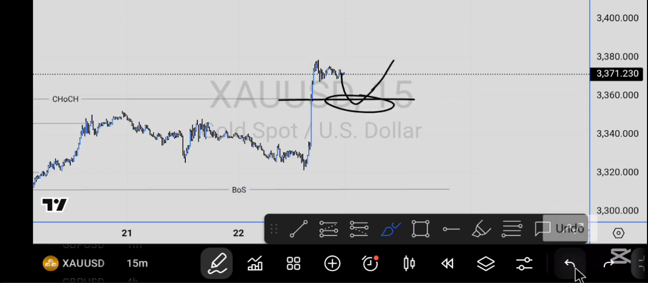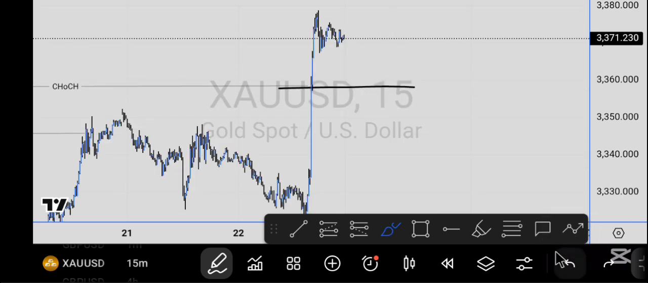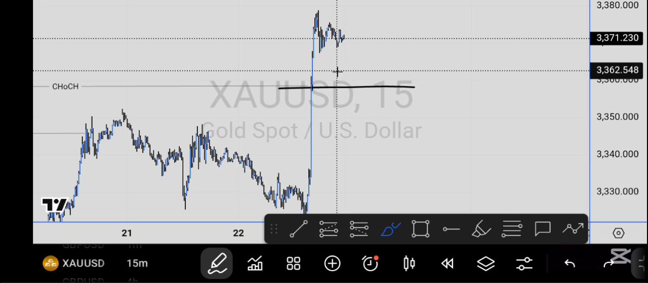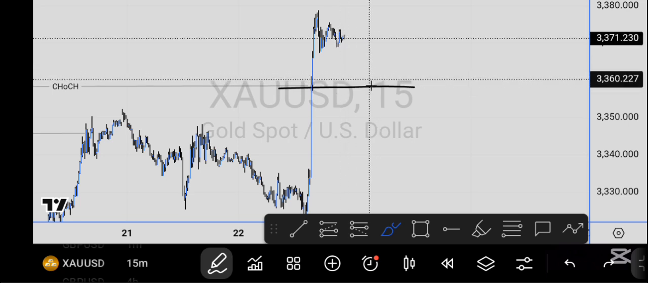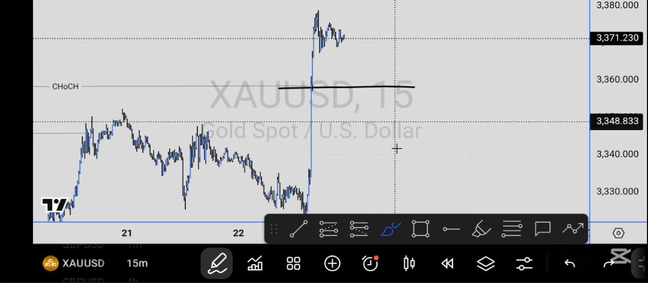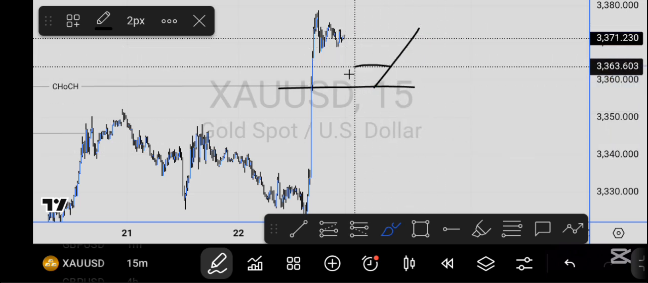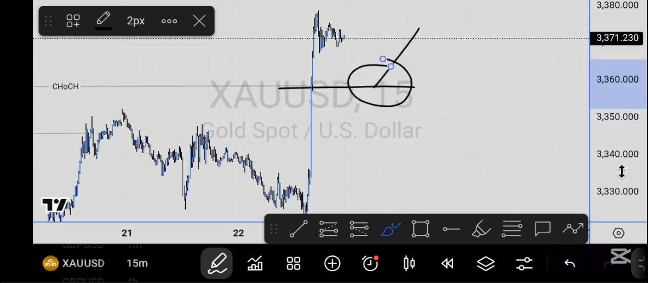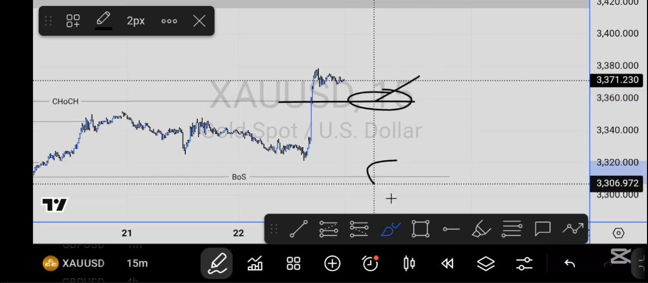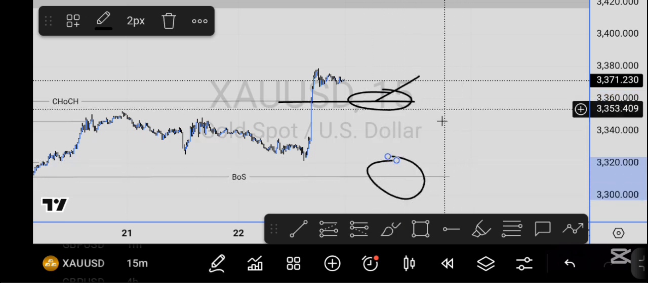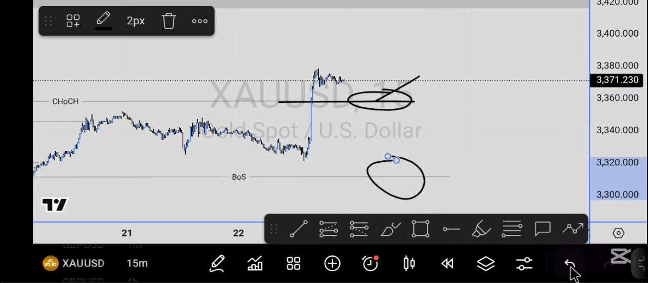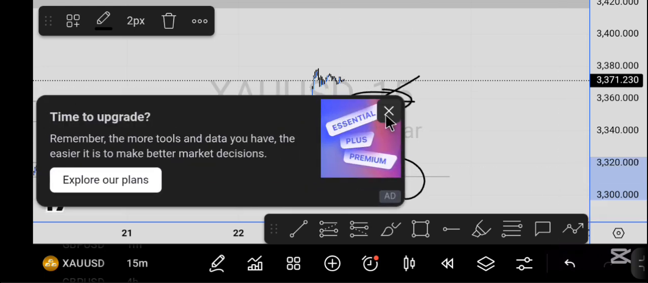I'm just letting you understand that if price gets here and confirms that it wants to go long, then we go long. But if it fails to give us any confirmation right here, then we keep shorting until this zone. So that's basically what I'm expecting for gold next week.